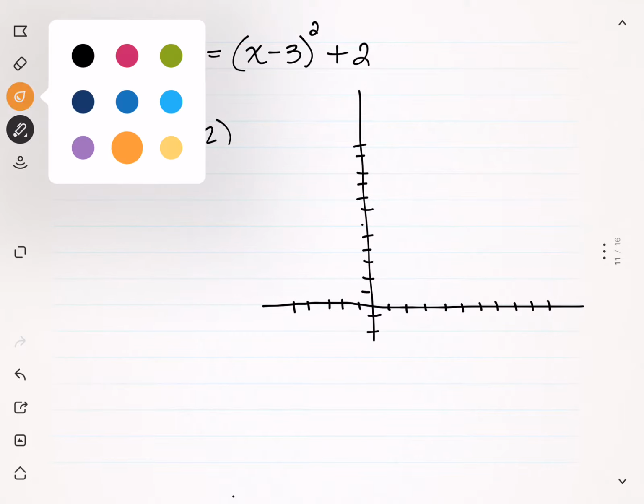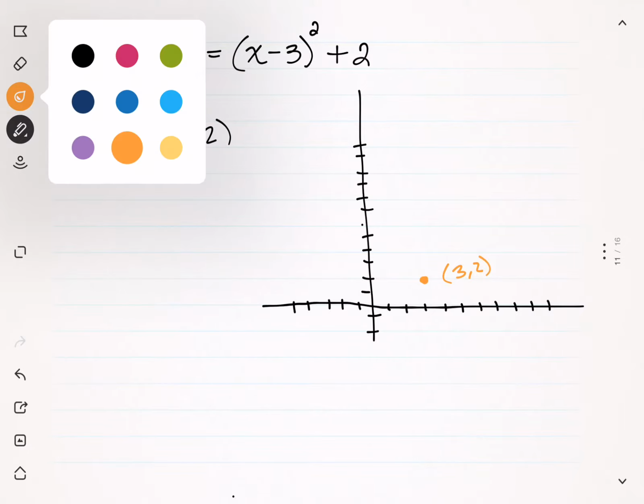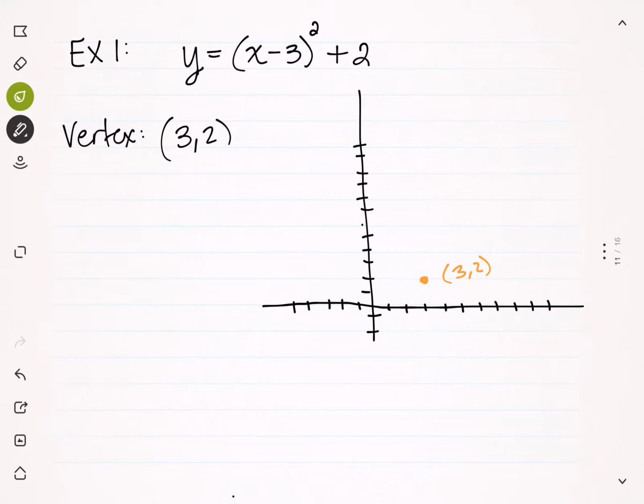All right, so 3, 2 is where my vertex is. I'm going to label that because I really like to do a good job labeling everything just so I know exactly what's going on here. Our axis of symmetry is the next thing we're going to do. Our axis of symmetry is going to be a vertical line that goes right through the vertex at its x value, so x equals 3. We're going to plot that vertical line and label it. So there is our axis of symmetry, and we're going to label it x is equal to 3.